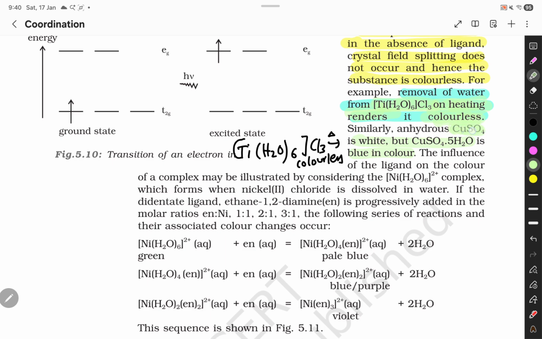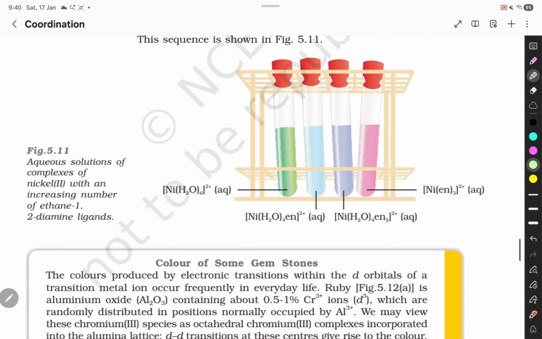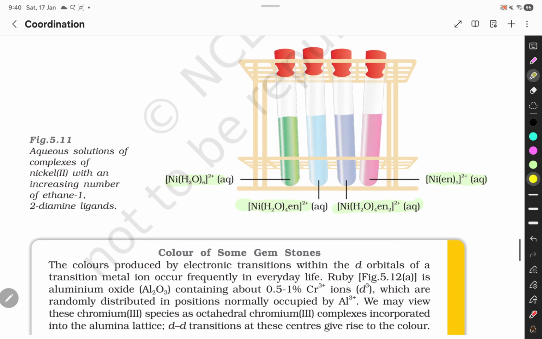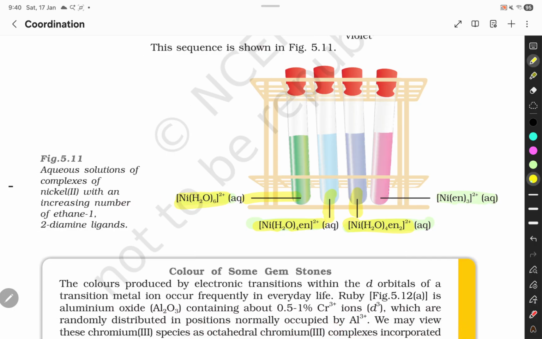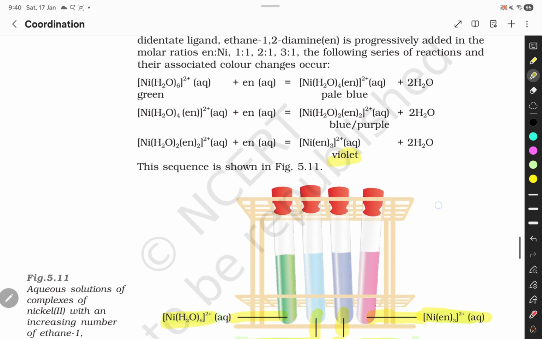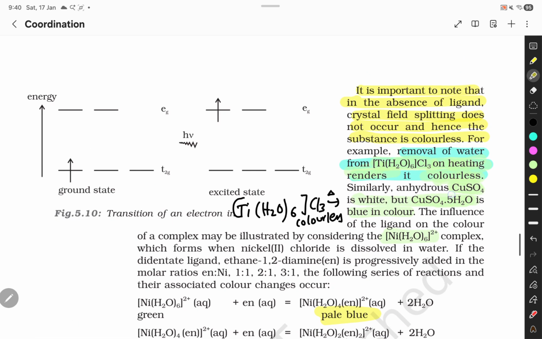So yeah, the same thing they gave for CoSO4 and CoSO4.5H2O that everybody knows, I think. This one, yeah, they have given multiple Ni complexes, and that is something that is very important, I think. So with one en, it is green. With one more en, it becomes pale blue. With one more en, it becomes dark blue. And with all three en, it becomes violet, right? So you can say blue, purple, pale blue, like that.